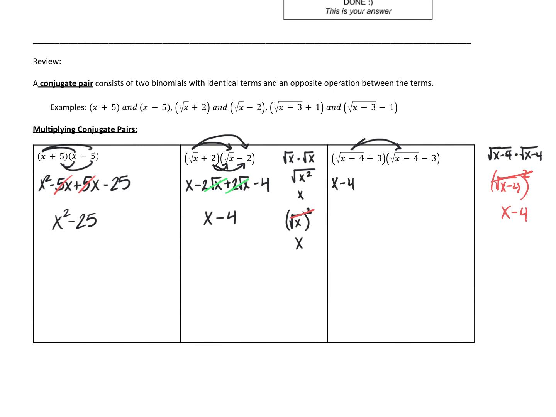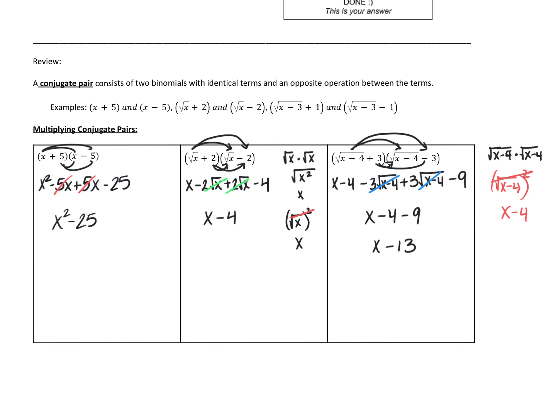And then we have this times this is negative 3 rad x minus 4. This one times this one, positive 3 times x minus 4. And 3 times negative 3 is negative 9. And you should notice also that these middle terms are opposite signs, so they cancel out as well. So you're left with x minus 4 minus 9, which is x minus 13 if you combine those like terms.